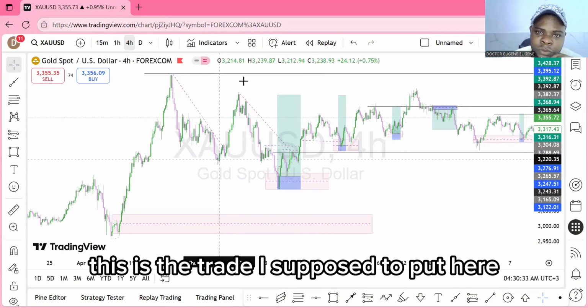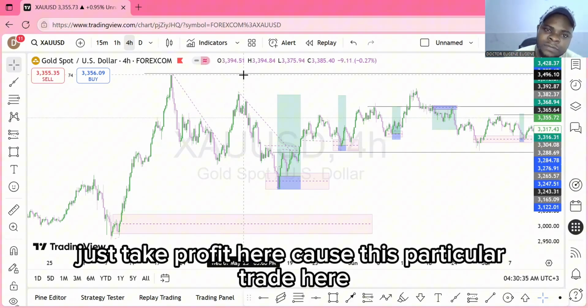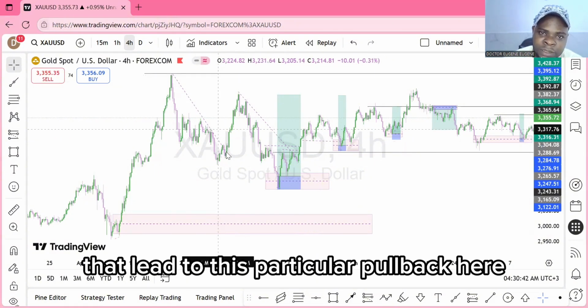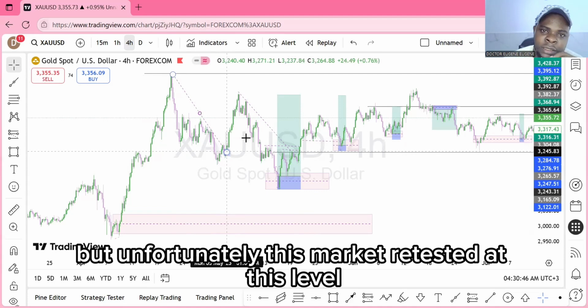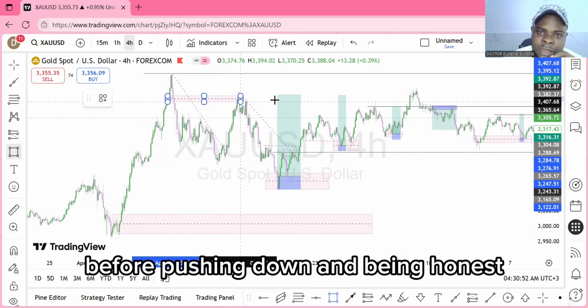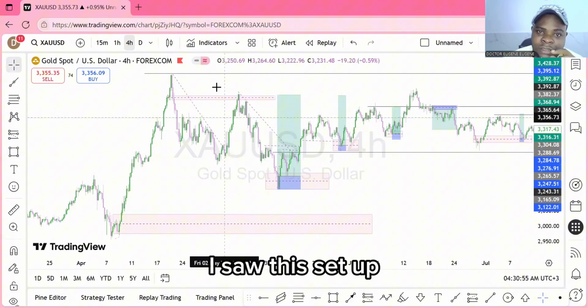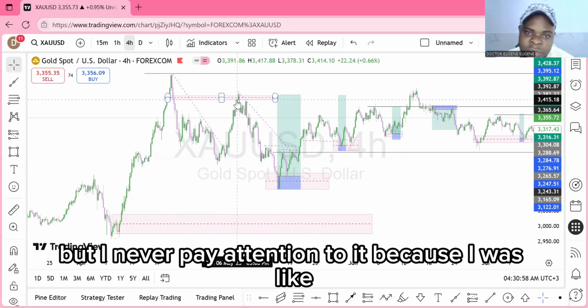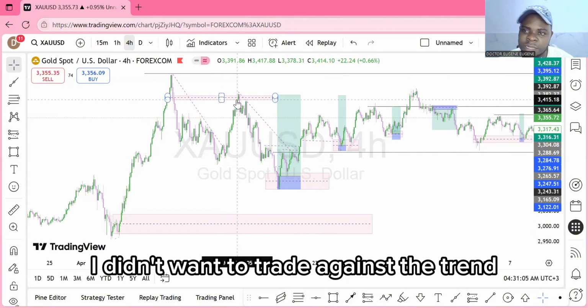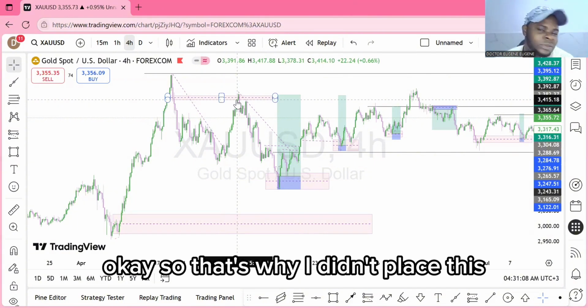This is the trade I'm supposed to put here as take profit. Because this particular trade here now, this is the point that led to this particular pullback here. But unfortunately, this market retests at this level before pushing down. And being honest, I saw this setup, but I never paid attention to it because I was like, the market is bullish. The market is bullish. I didn't want to trade against the trend. Okay, so that's why I didn't place this.